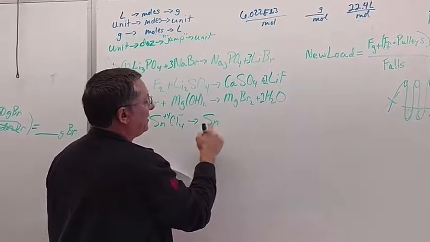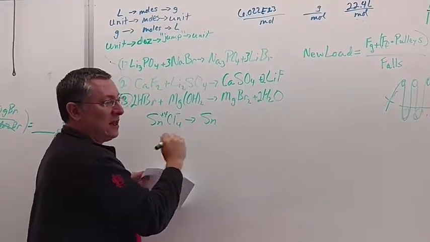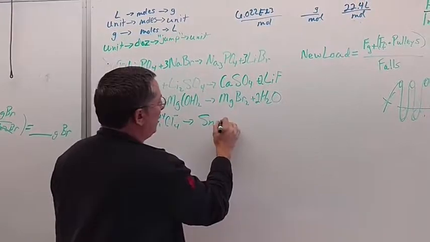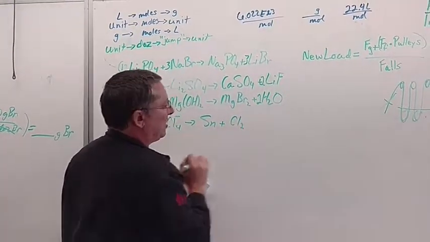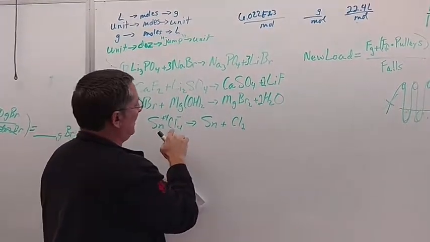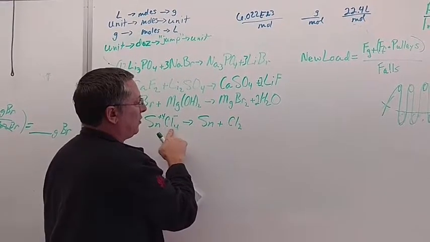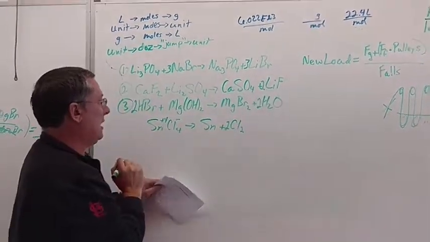And a metal by itself is just charged 0. They're not diatomic or anything, just put Sn. But chlorine by itself is diatomic, so it's going to come in pairs there. Then we can balance it. I need 4 chlorine coming out if I've got 4 going in, so 2 goes there, and we're done.